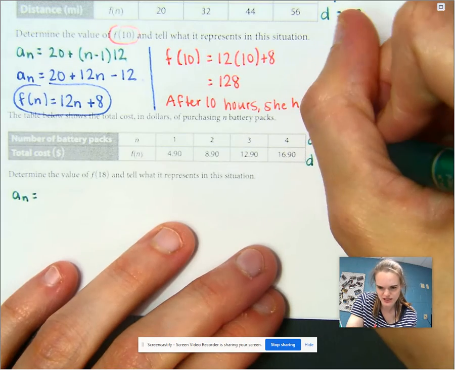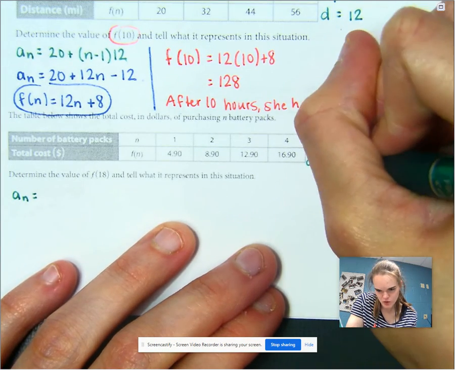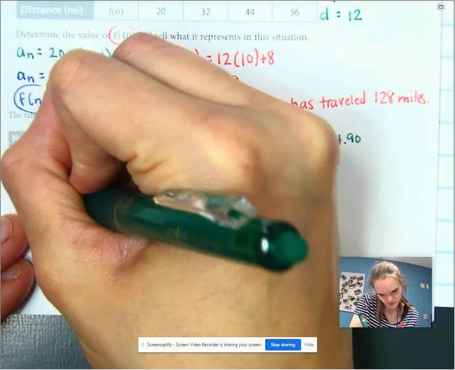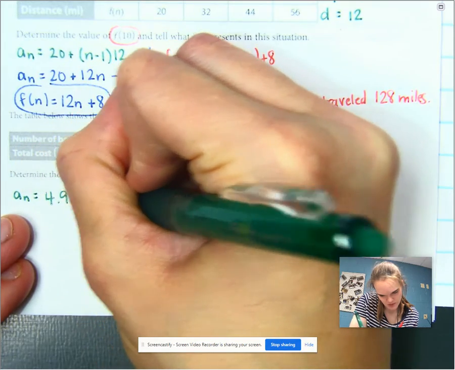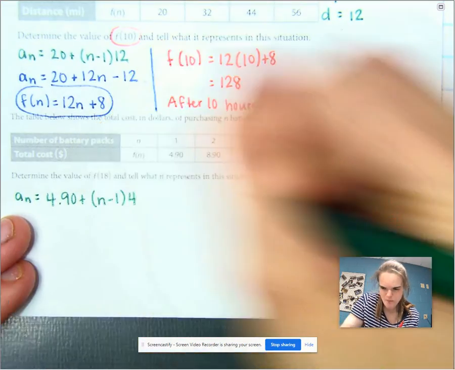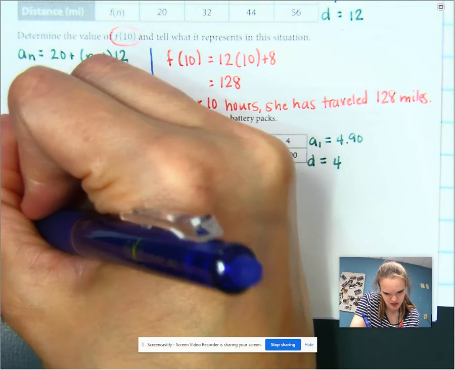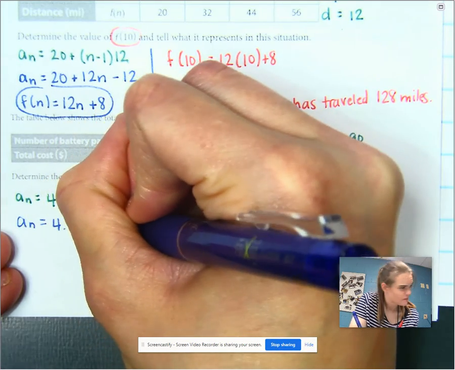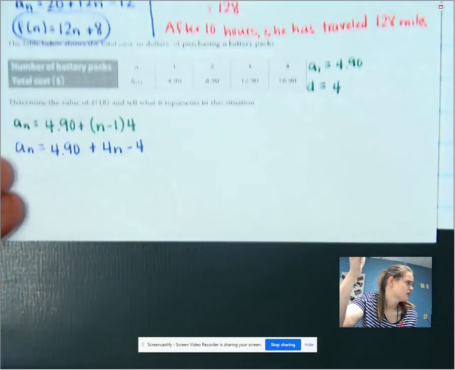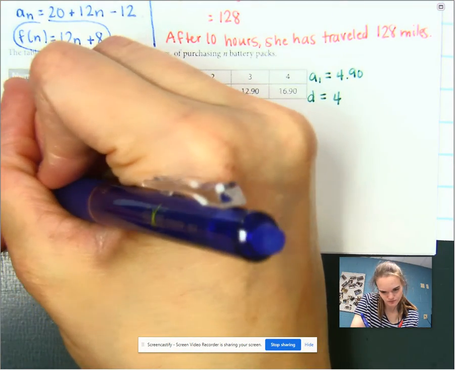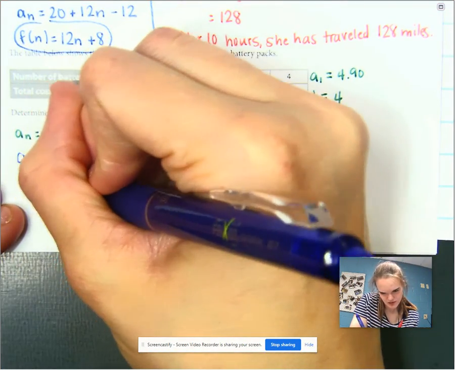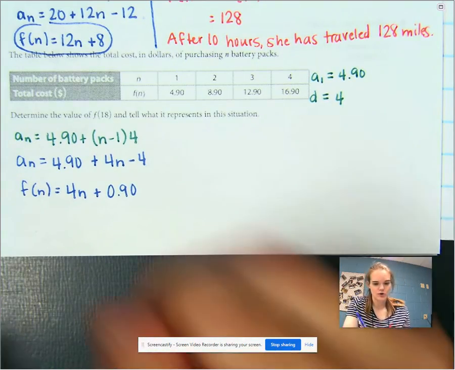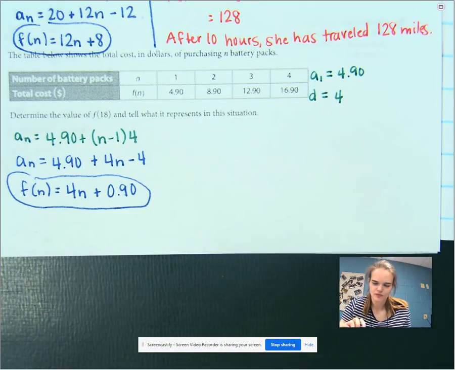All right, a sub 1 is 4.90. D is 4. A sub n equals 4.90 plus n minus 1 times 4. Distribute. A sub n equals 4.90 plus 4n minus 4. Let's change it to f of n equals 4n plus 90 cents there. That's part of it. Let's get the next part.